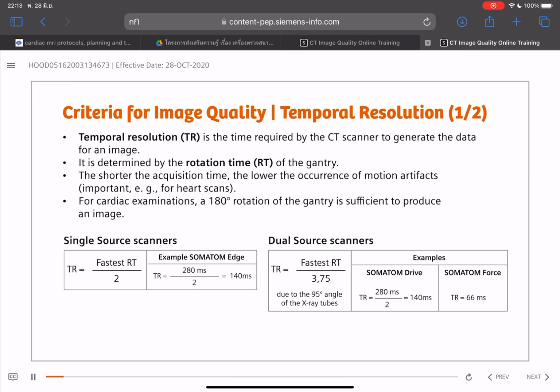Temporal resolution is the time required by the CT scanner to generate the data for an image. It is determined by the rotation time of the gantry. The shorter the acquisition time, the lower the occurrence of motion artifacts. For cardiac examinations, a 180-degree rotation of the gantry is sufficient to produce an image. In order to calculate the temporal resolution of a single-source CT scanner, we have to take the fastest rotation time and divide it by 2. For dual-source scanners, the fastest rotation time must be divided by 3.75.